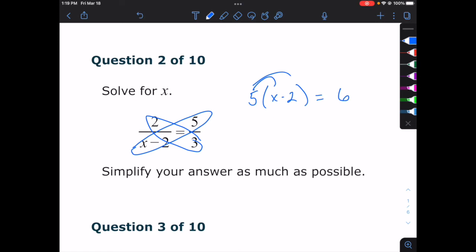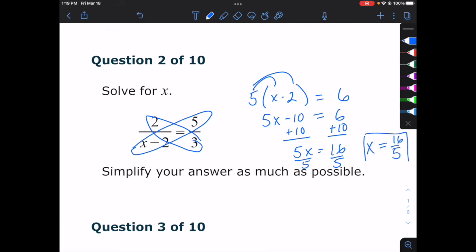We'll distribute the 5 into that group. So we get 5x minus 10 equals 6. Go ahead and solve by adding 10 to both sides to get rid of the negative 10. 5x equals 16, and we'll divide both sides by 5. And it says just to simplify your answer as much as possible, so we'll leave our answer as 16/5. That's our final answer. Terrific.